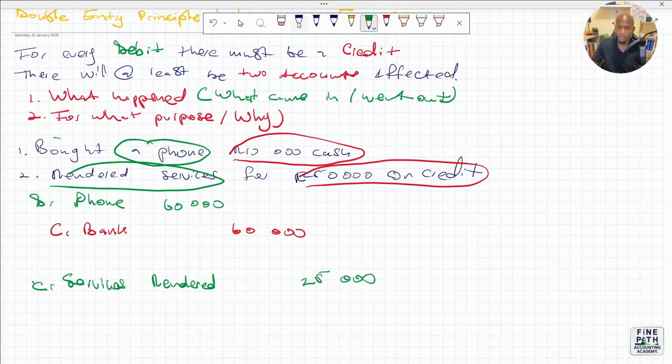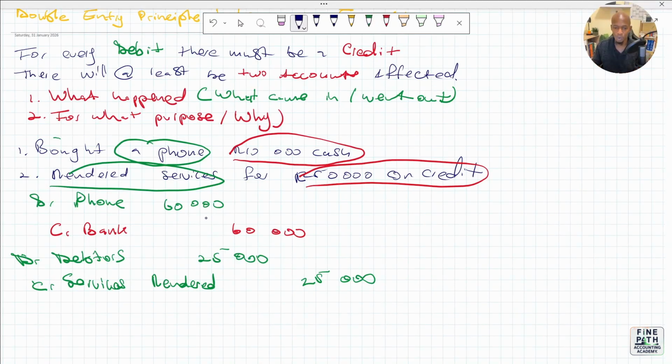And then we go look at our debit side. Why did we have these services rendered with a 25,000 rand increase? It's because we've sold something, but we sold it on credit, right? Remember, if we sell on credit, it means that our assets are increasing. So we will debit our debtors, because those we sold to on credit still have to pay us back our 25,000 rands.